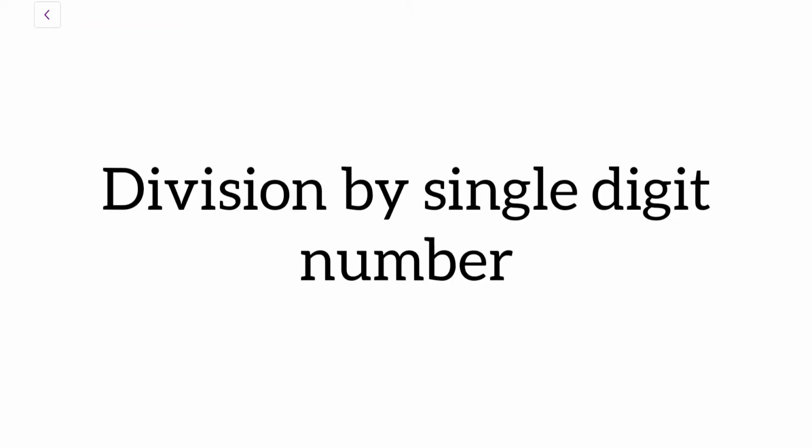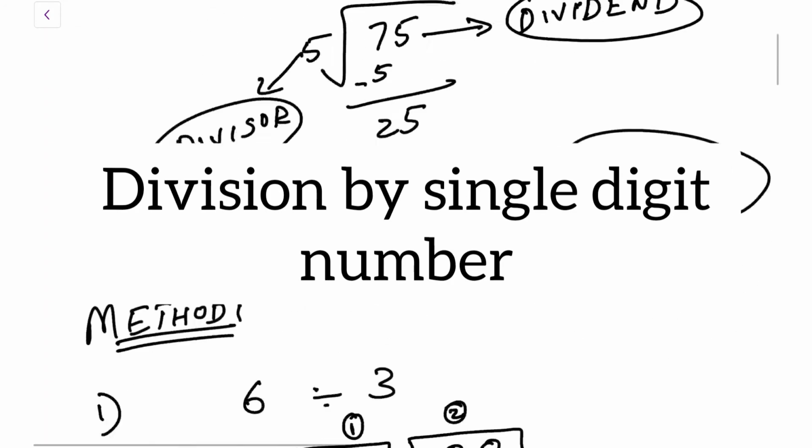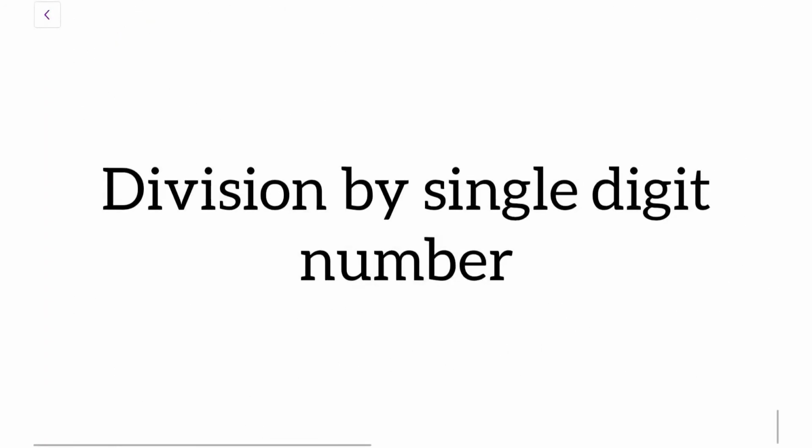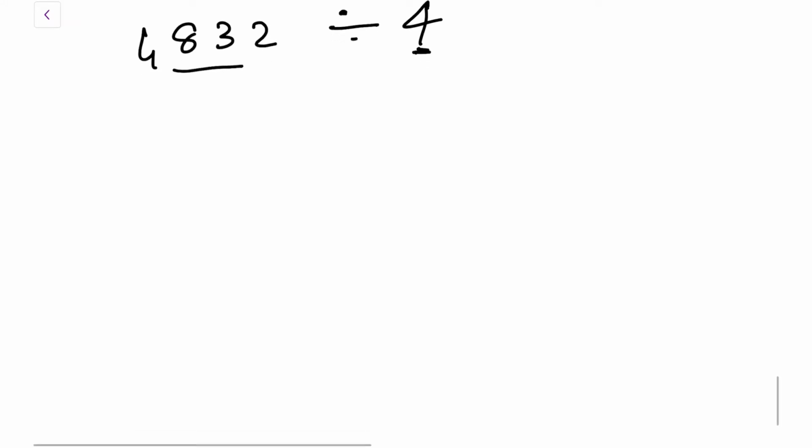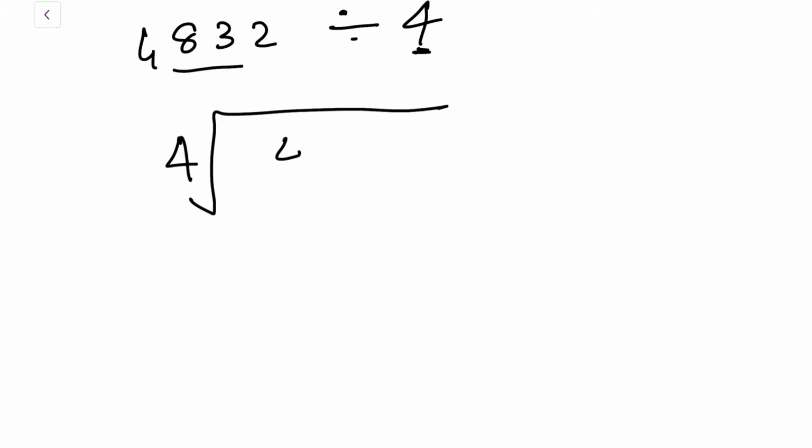Okay, now let's look at division of 2-digit, 3-digit and 4-digit numbers by a single digit number. Alright, here's an example. 4832 divided by 4. As you can see, this is a 4-digit number and it's being divided by a single digit number. Now, how do we do this? Alright, so let's do the regular division, using tables, method 2. So you write the dividend here, 4832. You write the divisor here. And now let's go ahead and do it.